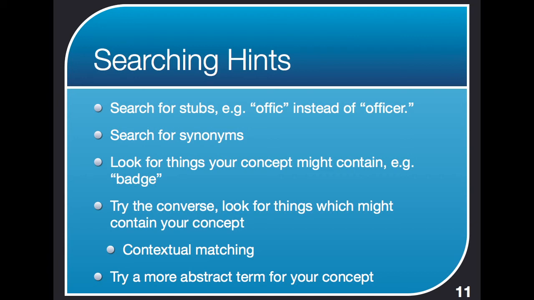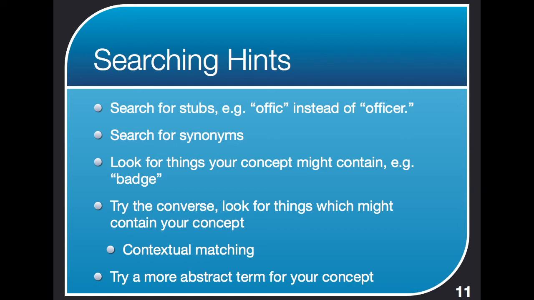So here are some hints for helping you find the things you need. First, search for stubs. For example, instead of searching for officer, search for OFFIC. Leave the ends of words off, because if you do this, it'll match officer, it'll match official, it'll match officiate, it'll match all sorts of things that are close to what you want.